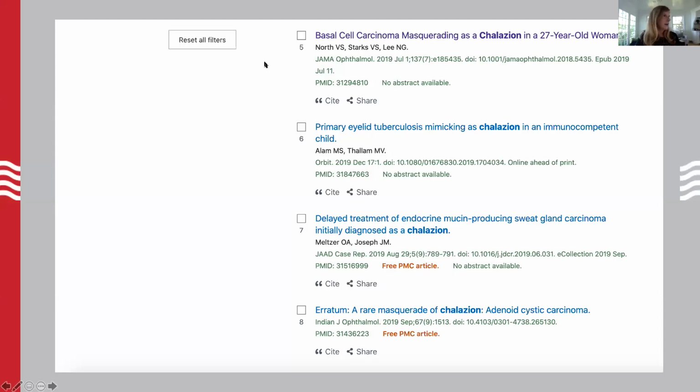carcinoma. The second one was primary eyelid tuberculosis. Delayed treatment of an eccrine mucin-producing sweat gland carcinoma, that's my favorite tumor, was initially diagnosed as a chalazion. And then a rare masquerade of chalazion, it was an adenoid cystic carcinoma. So lots of different things. And so you have to really beware, you have to keep a differential in your head, even when it looks just like your average chalazion.